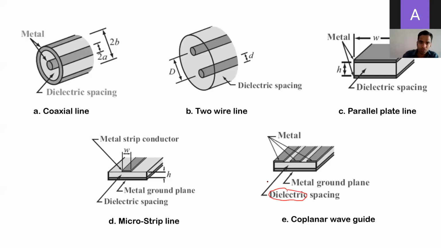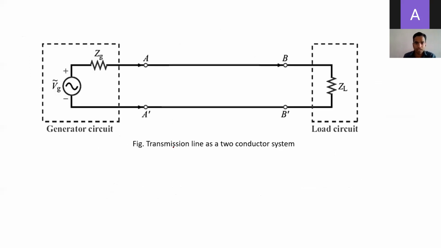Yeah. So in general basically what is a transmission line? It's a two conductor system separated by a dielectric, right? So this is one conductor AB, another conductor is A dash B dash, and they are separated by a dielectric. That's what we saw last time, right?